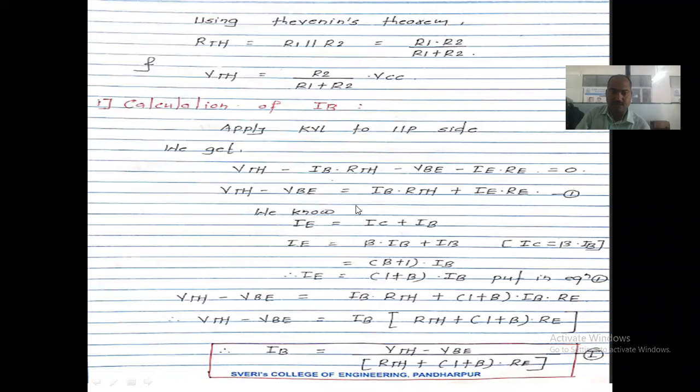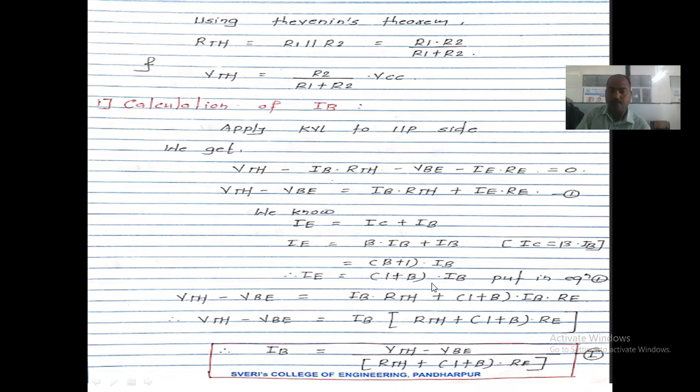So in this equation, VTH minus VB as it is, IB into RTH as it is. IE is coming, in that case we have to use beta plus 1 into IB, and RE as it is. See what we have to do in this equation. This is equation number 1. We know that we have to calculate the value of IE, and the value of IE is 1 plus beta into IB.